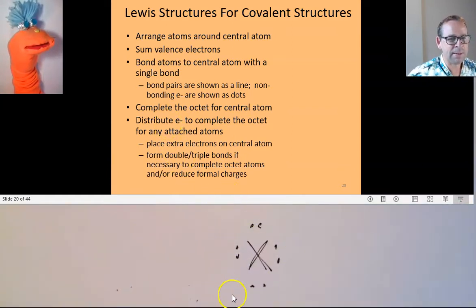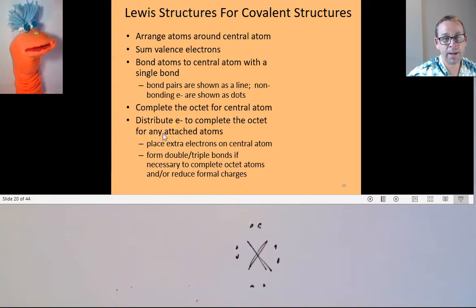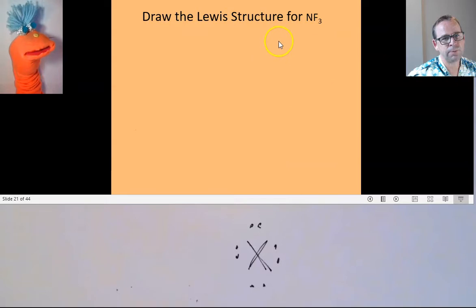We want to complete that octet when we're making these Lewis dot structures. And then we want to distribute electrons so that we can provide enough electrons for everybody to have as many electrons as they brought to the molecule. So, let's try to practice drawing this structure.